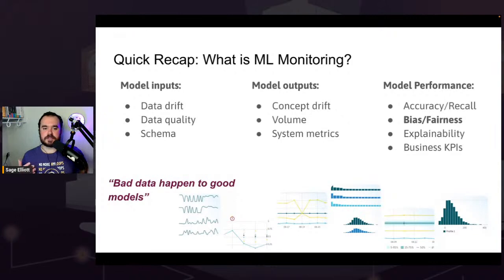But just to recap, we like to monitor multiple areas in our pipeline, like our model inputs, the data coming into our model to make predictions, our model outputs. You can measure for concept drift, the inputs you can measure for data quality, data drift, and then model performance. So like the metrics you've probably used before, accuracy and recall, bias and fairness, some explainability, which we're going to cover in the next workshop, and then obviously the business KPIs.